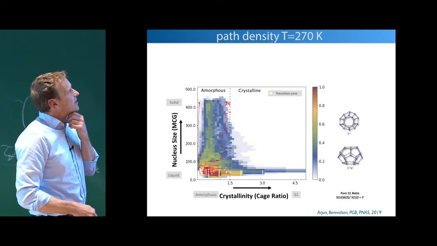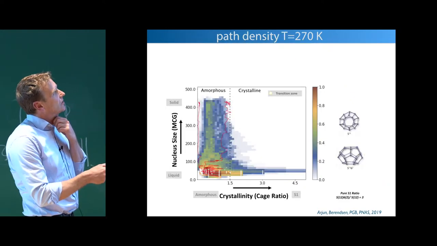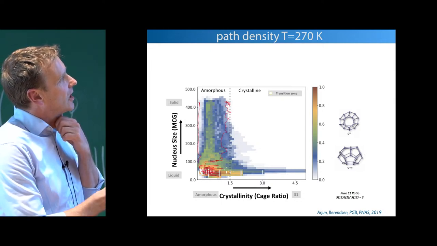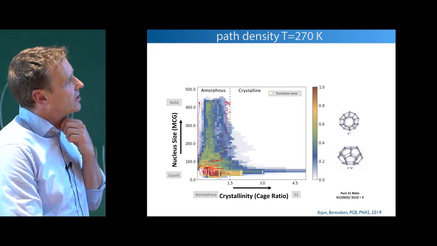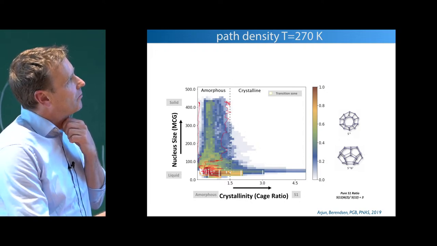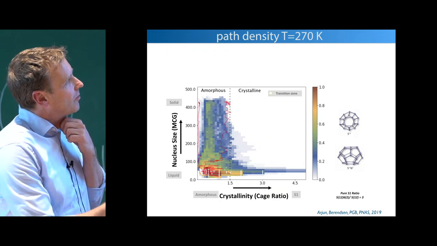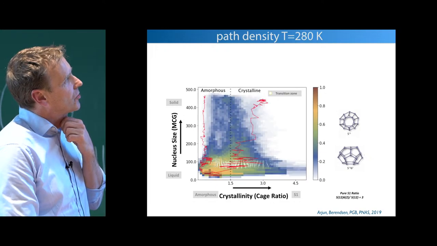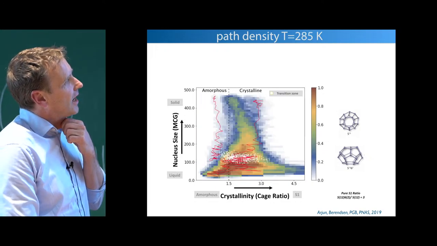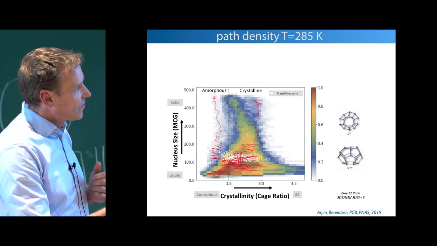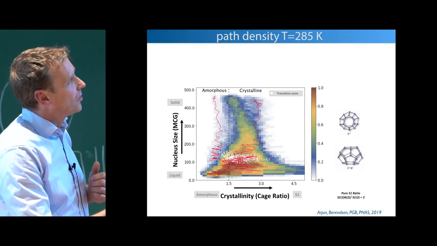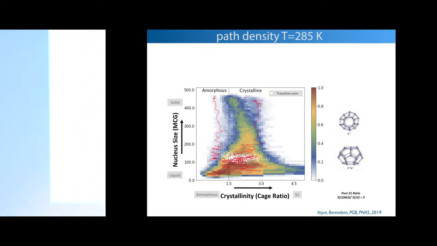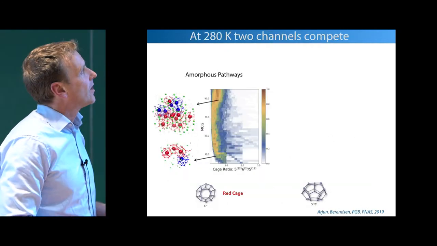Just to show you that this changes as a function of temperature. So here is the crystallinity, this cage ratio, versus the size. So now the size goes in the vertical direction. So all the pathways start over here in the liquid and move to the solid. At low temperatures you have amorphous, but if you move a little bit higher, you can already see excursions to the crystalline phase, and at 285, it's completely crystalline. So you really see this mechanism shifting if you increase the temperature.